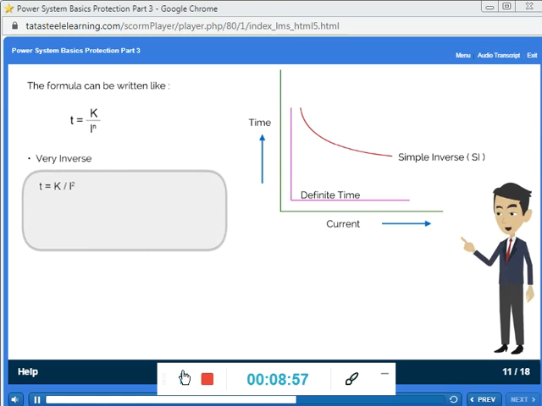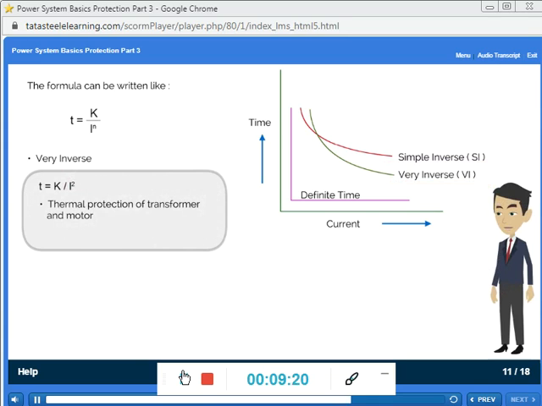Similarly, for very inverse, we put n equal to 2, and now the formula shows that the time inversely depends upon the square of current. So, as you can see, there has been a further increase in the value of I. Therefore, the curve dips very fast with increase in current, which is known as very inverse. This curve is useful in thermal protection of transformer and motor and unbalanced protection of generator.